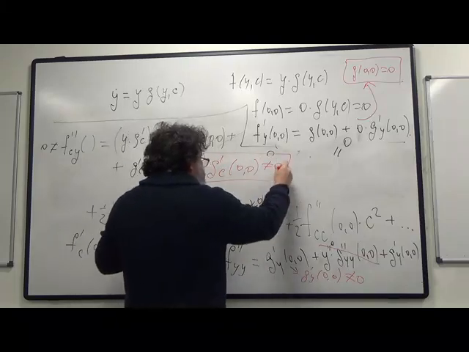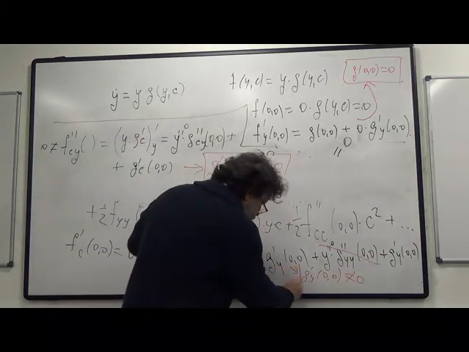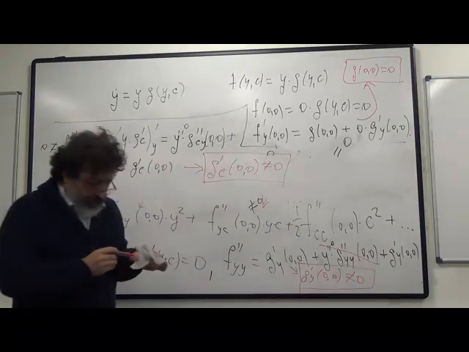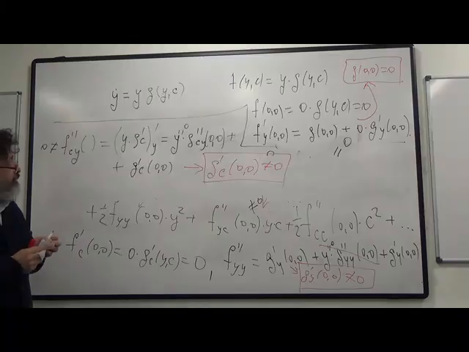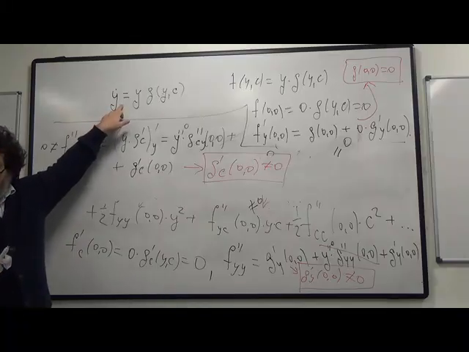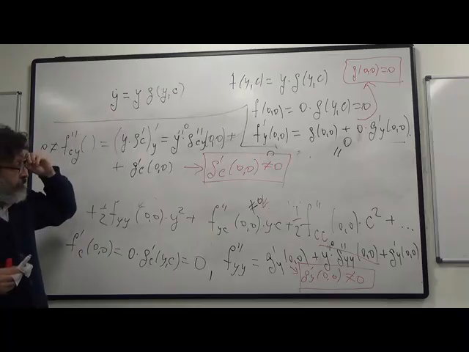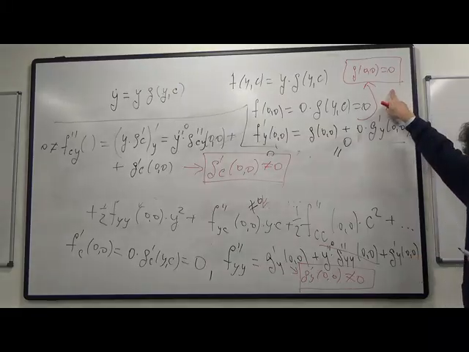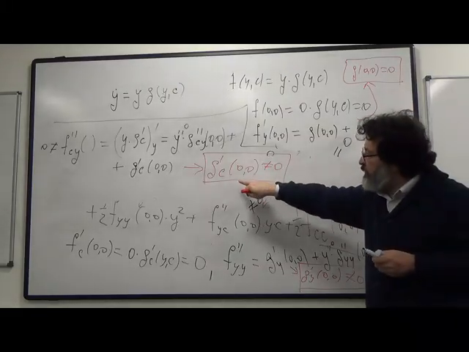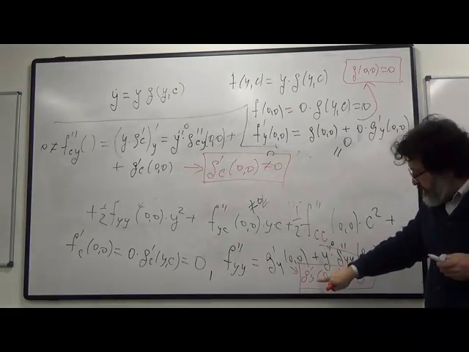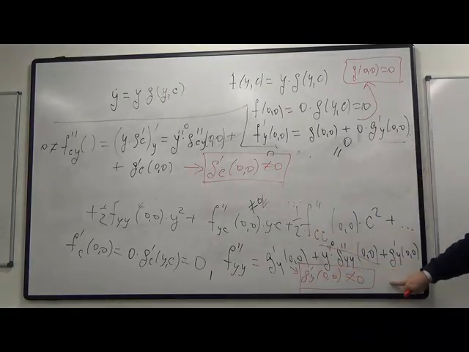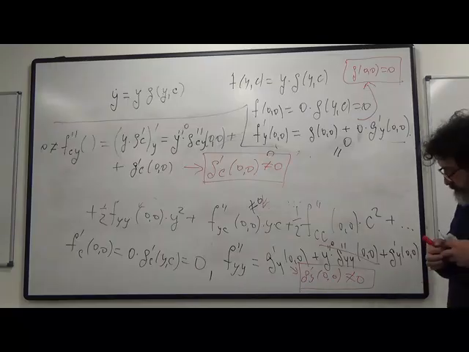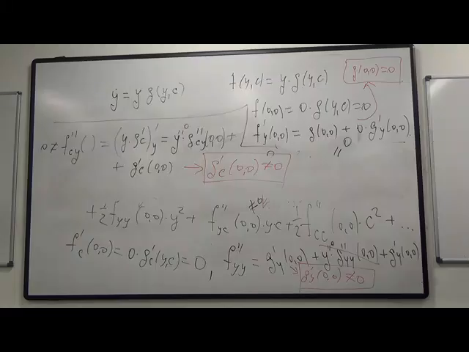So these are the 3 conditions we got. If we have this flow, this differential equation, and function g satisfies these 3 conditions: g at 0, 0 is 0, the derivative of g over c at 0, 0 is non-zero, and the derivative of g over y at 0, 0 is also non-zero, then at 0, 0 we will have a transcritical bifurcation. Questions?